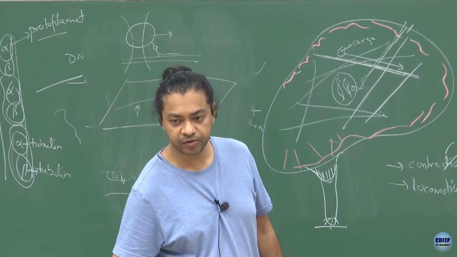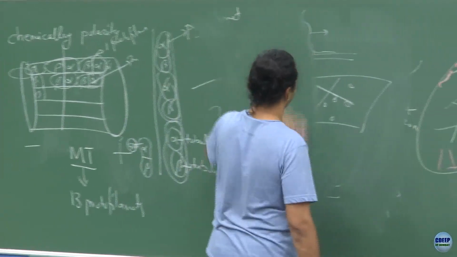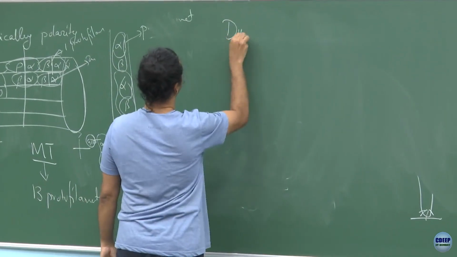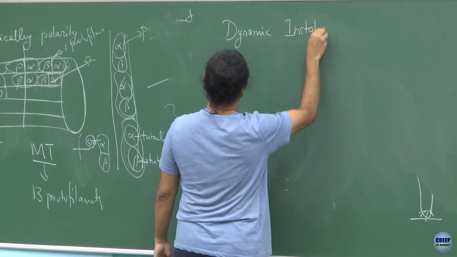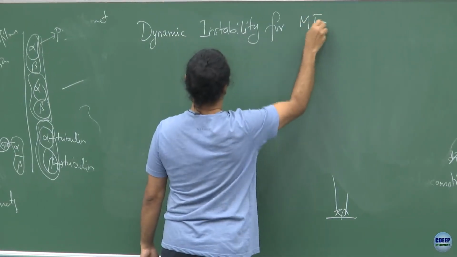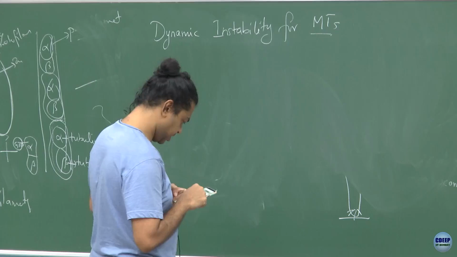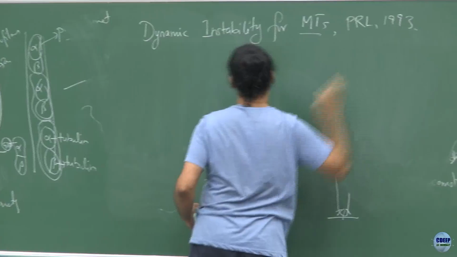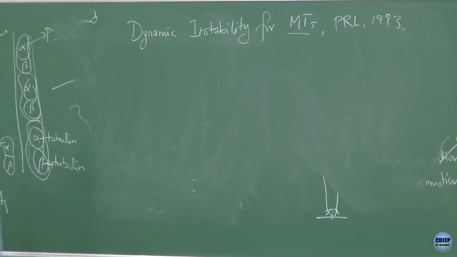So I'll discuss two papers, one PRL and one PNAS. I talked about dynamic instability of microtubules, right? So let me talk about a model for dynamic instability. This is, I think, 1990-something, PRL 93. This is one of the classic papers of microtubule polymerization and introduces a theoretical model for this dynamic instability.